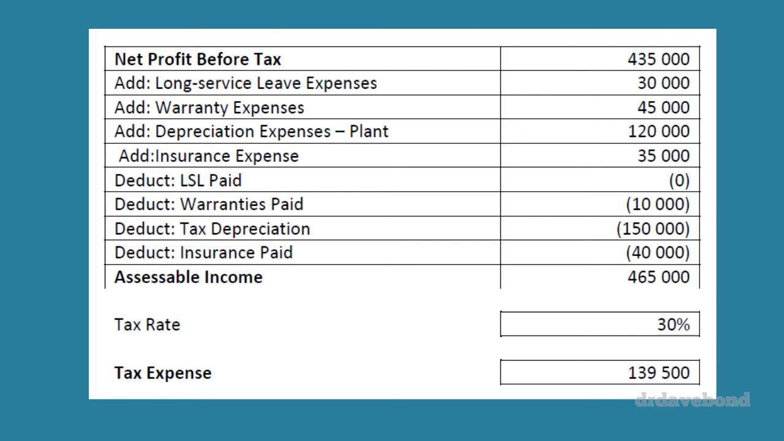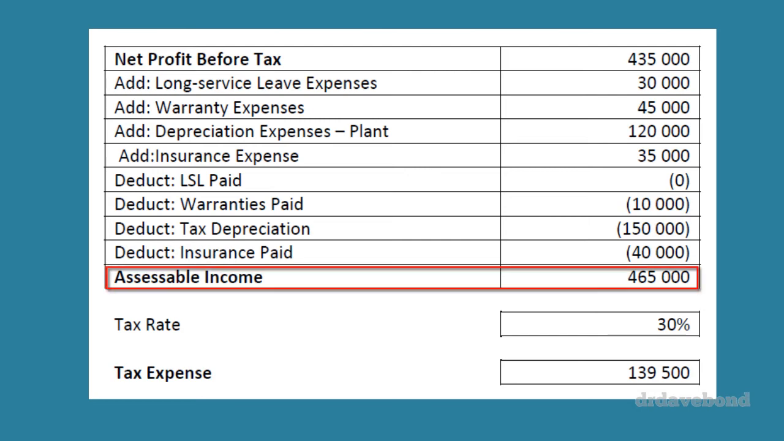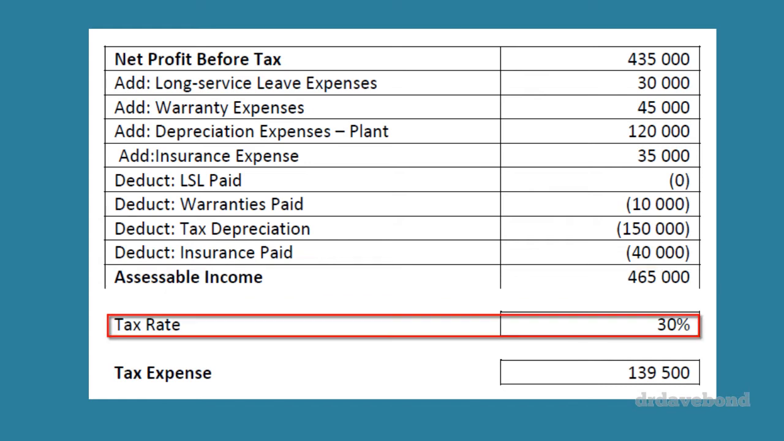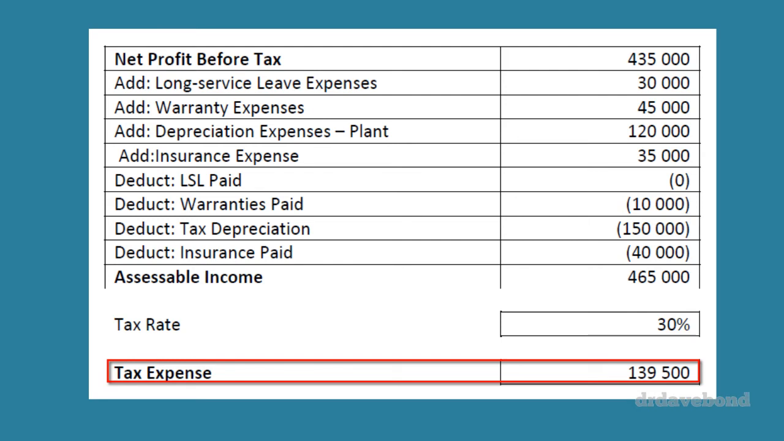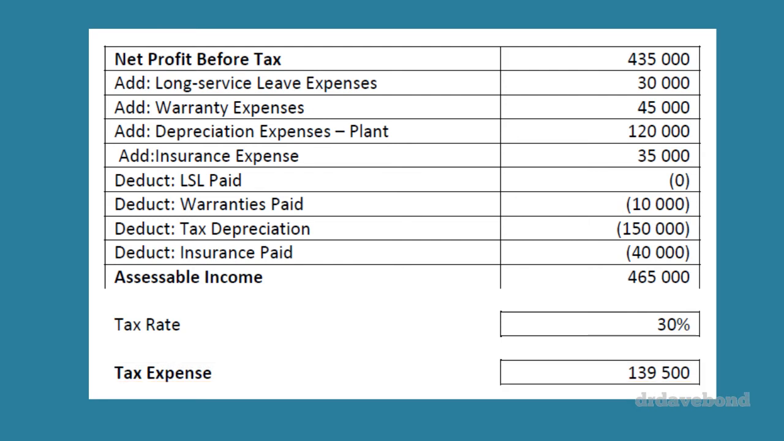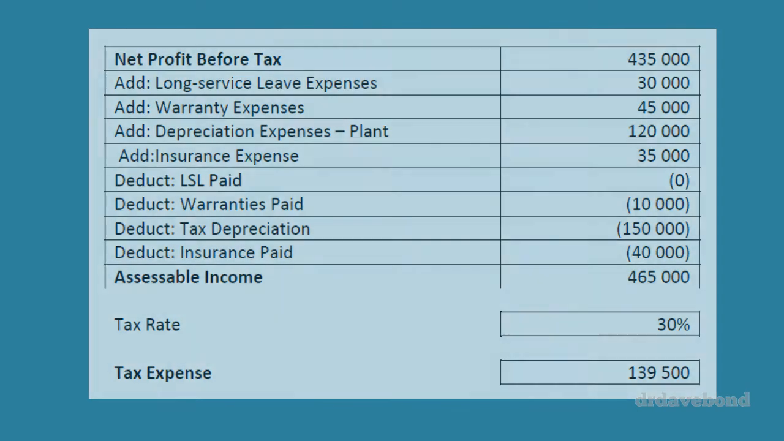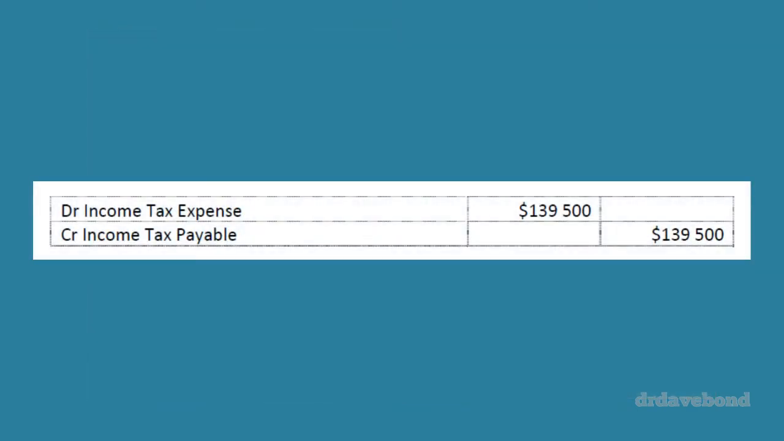So we add back in all those profit effects, so the expenses. We take away all the tax effects, which are those various tax deductions, and what we end up with is an assessable income of $465,000. Multiply that by 30%. That gives you your 139,500. And then that gives you your debit tax expense, 139,500, and your credit income tax payable of 139,500. That is the amount of money that you owe the government.